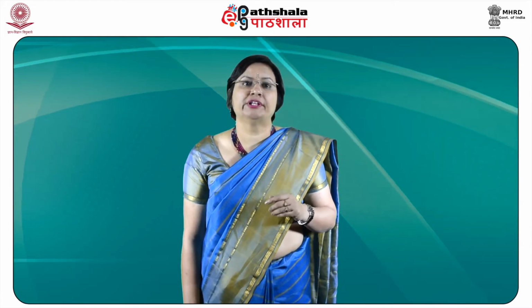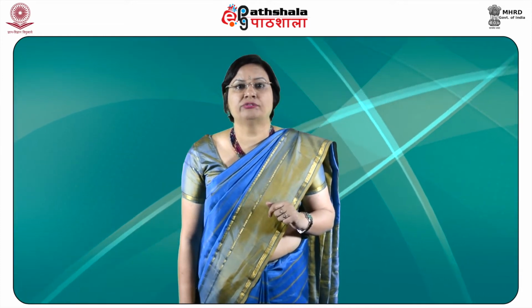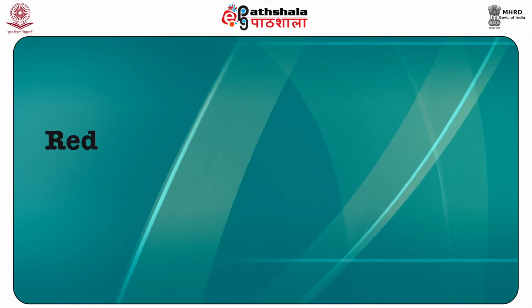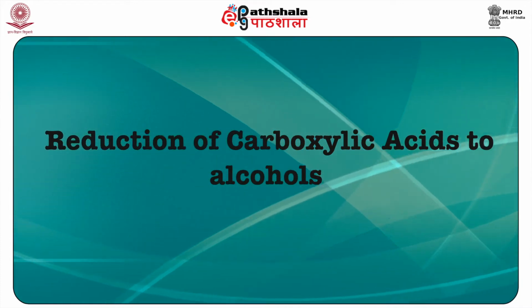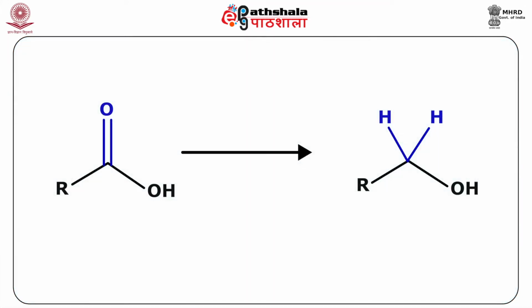And first of all, we take here the reduction of carboxylic acids. The reduction of carboxylic acids again can be done in a variety of manners. So, first of all, we have reduction of carboxylic acid to alcohols. Carboxylic acids are easily reduced to primary alcohols by the help of lithium aluminum hydride.